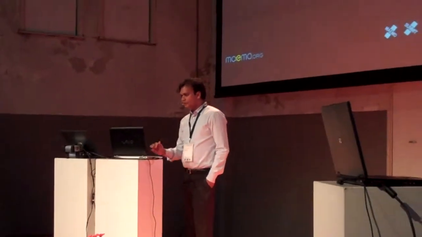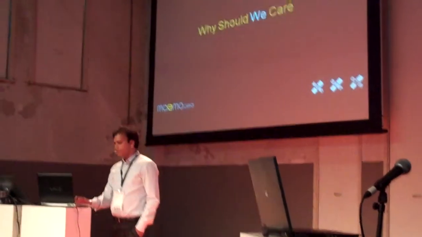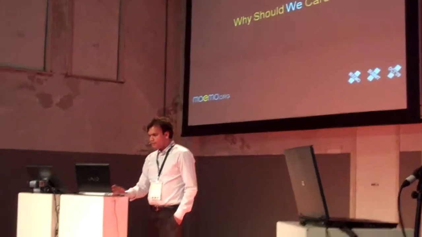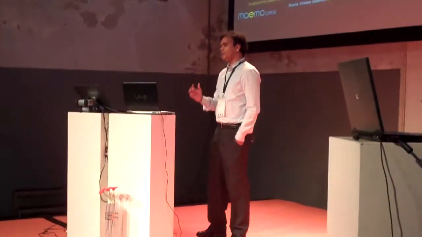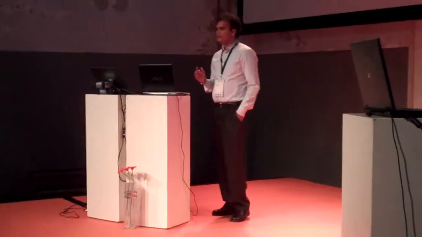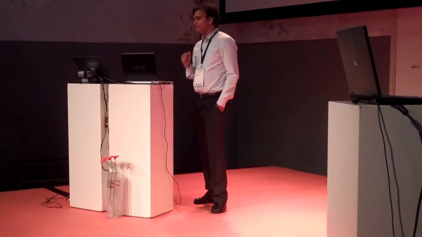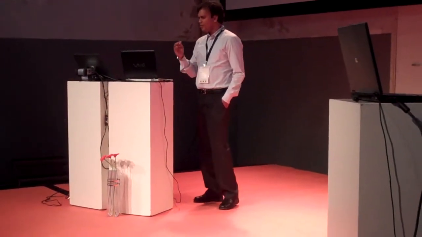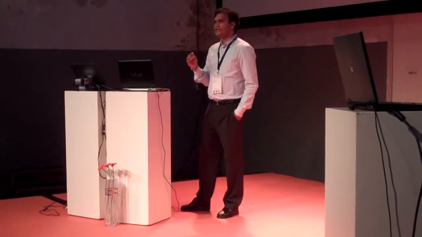So the most important question is why should we care? So today, this is what we have today. A computer to mobile ratio is 1:4. That is, there are 1 billion computers all over the world, and there are approximately 4 billion mobile phones. And 20% of these phones are basically smartphones.